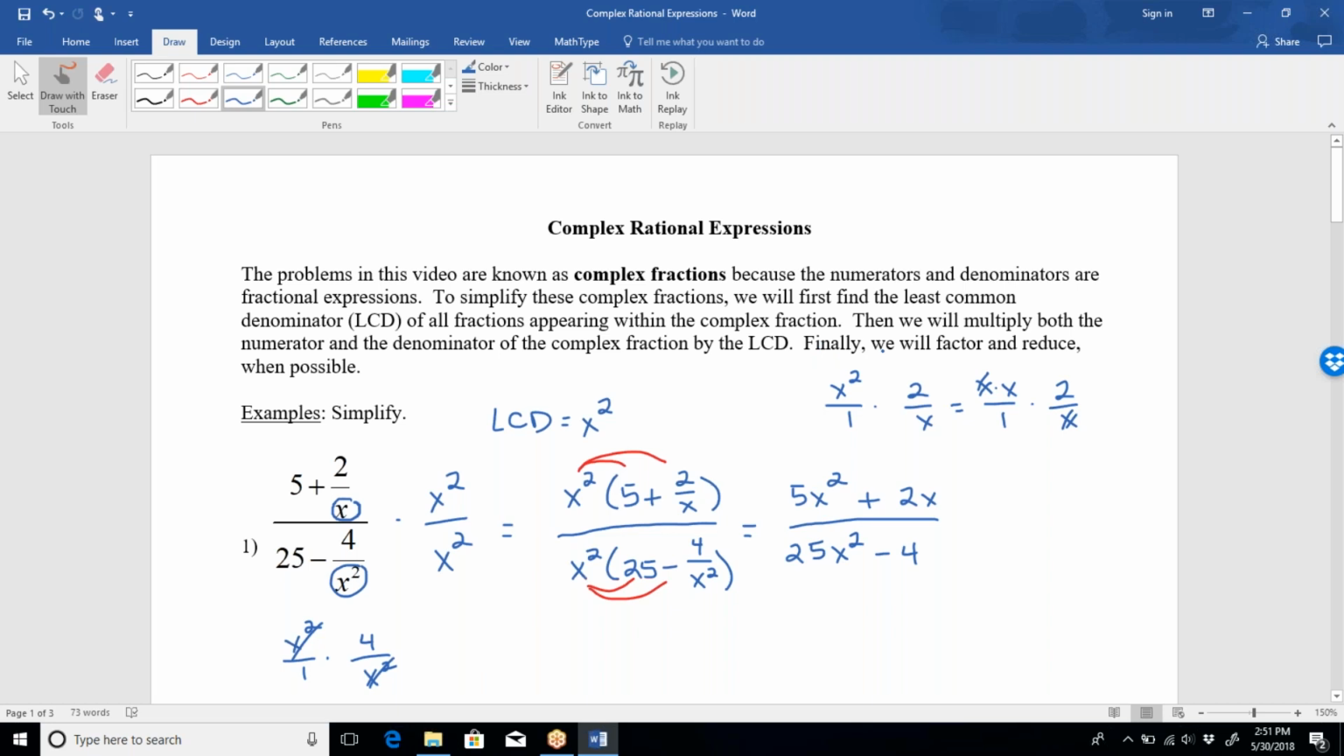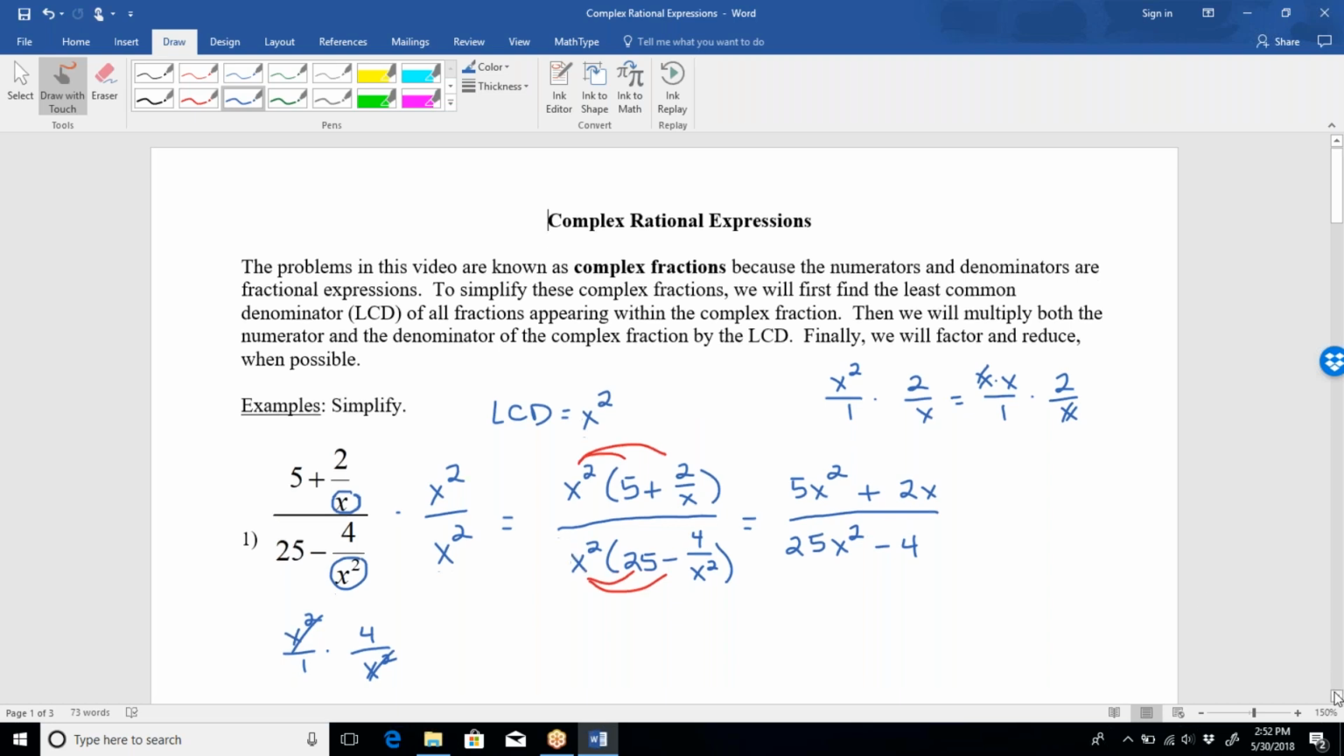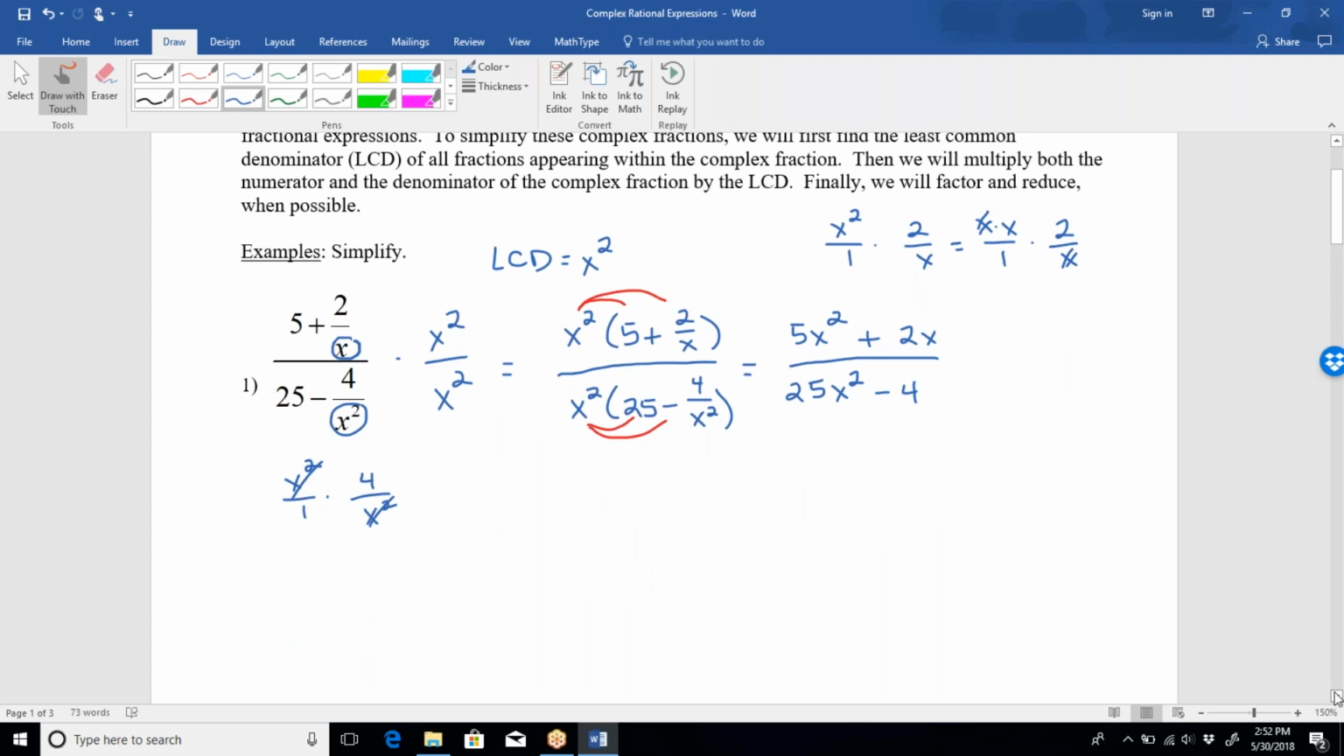Let's look up here. It does say, finally, we will factor and reduce when possible. So this is a good answer, but it's not the best answer because it is not reduced. So we're going to want to factor and reduce this answer. 5x squared plus 2x, the only way we can factor that is to pull out a GCF of x. So I'm going to pull that out, and I'm left with the expression 5x plus 2.